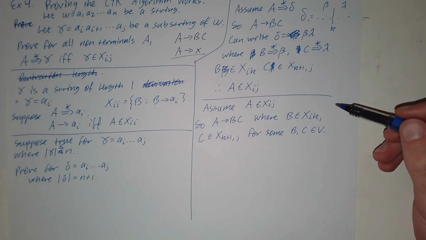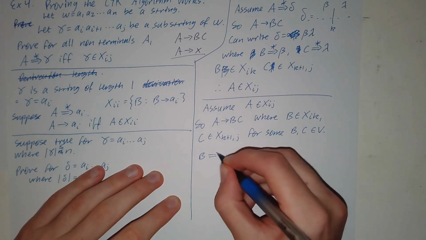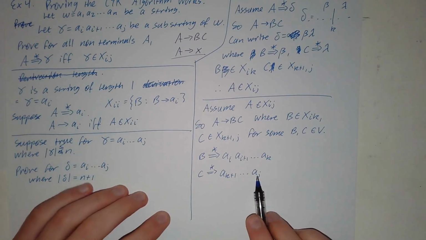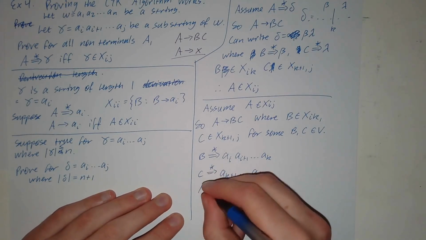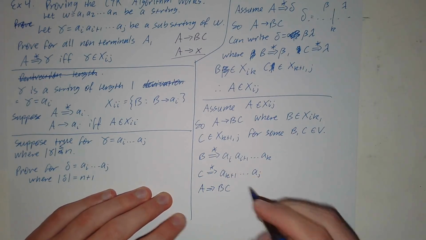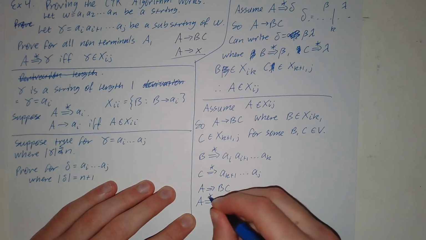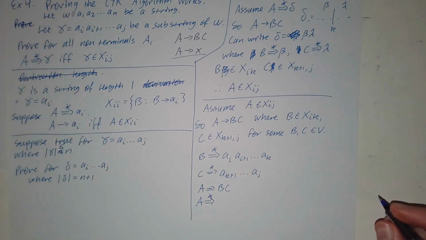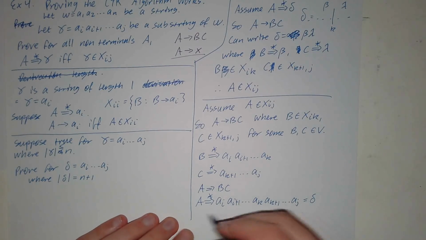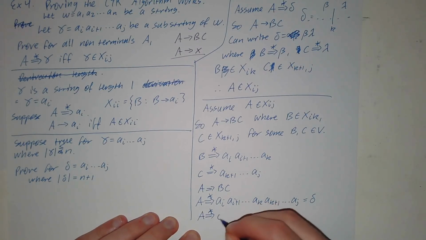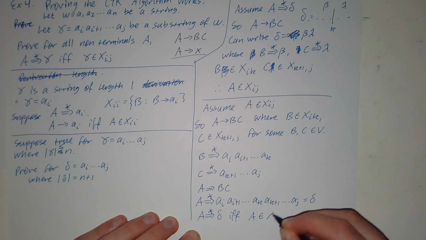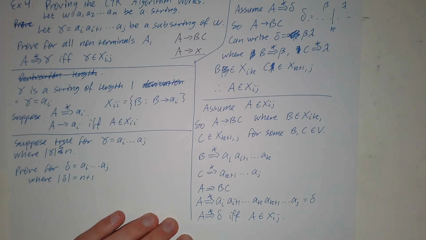So what does that tell us? It tells us that B has a derivation of this substring, and that C has a derivation of this substring. Well, A can directly derive BC, so we can basically put these two things together and get that A provides a derivation of the entire string glued together, which by definition was equal to delta. So that means we've shown that A provides a derivation of delta if and only if A is a member of X_ij, which is what we wanted to show.